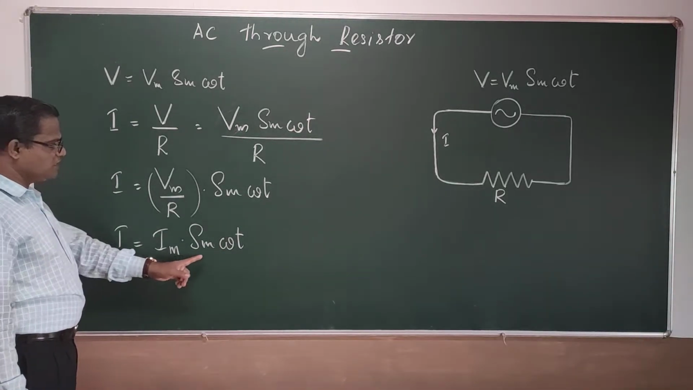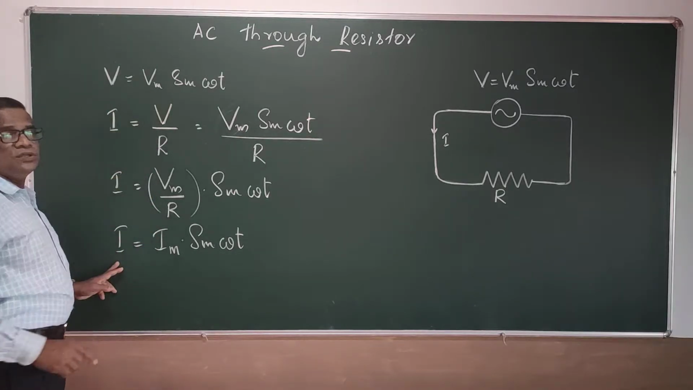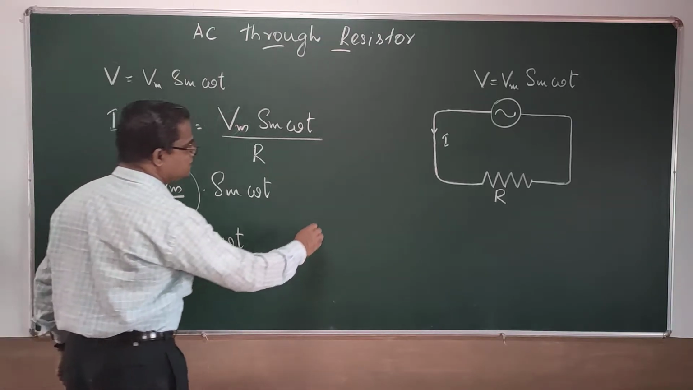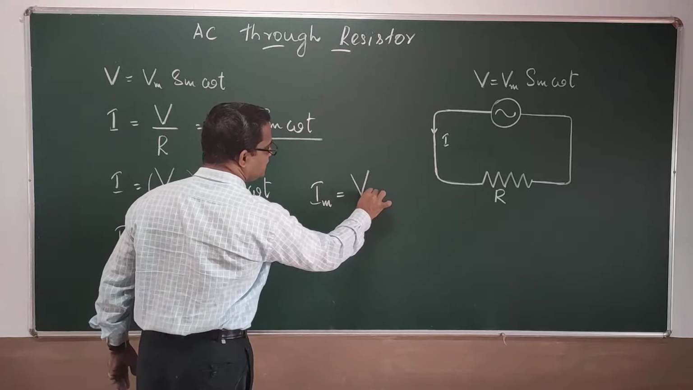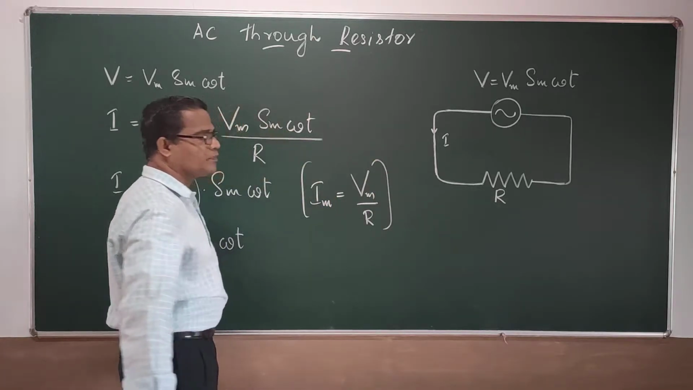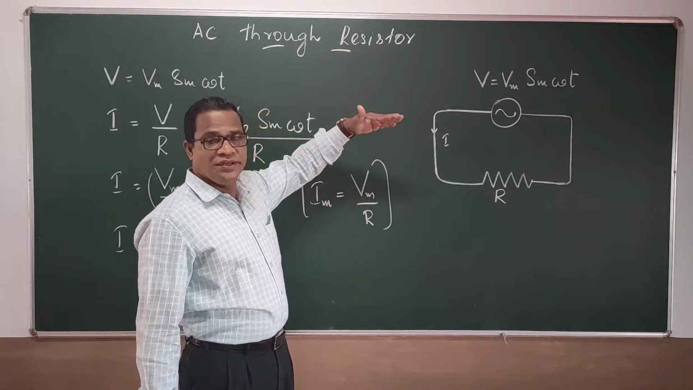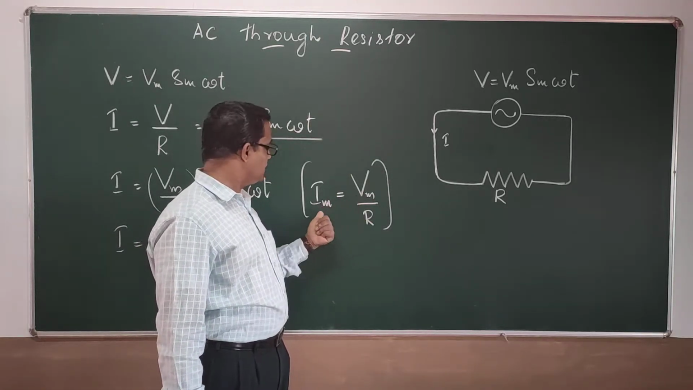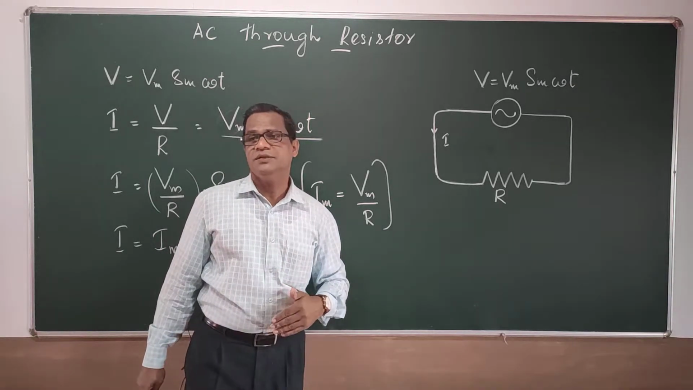So I equal to Im sin omega t, that is the instantaneous current varying with respect to the voltage which is connected. So here in this case, Im is found to be equal to Vm by R. So the amplitude of the voltage variation will be always greater than the amplitude of the variation in current.